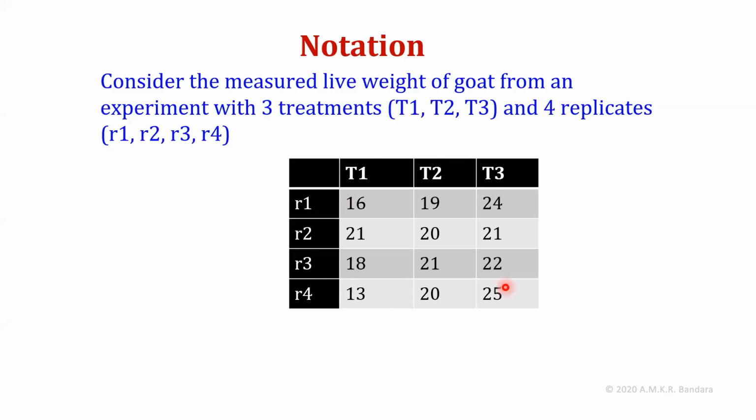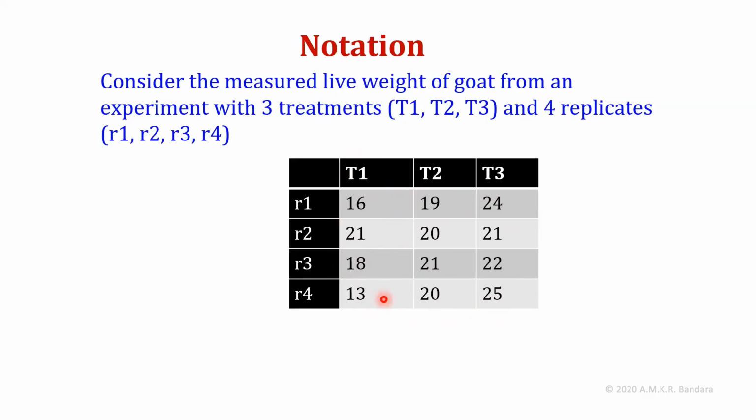You can see this data outcome or weight is not the same. Those are different. There is a variability among these observations. This one is 16, this one is 21, this one is 18, this one is 13. Here we have applied the same treatment to these 4 animals, but readings are different. Readings are different. So there is a variability among observations. Here also variability.